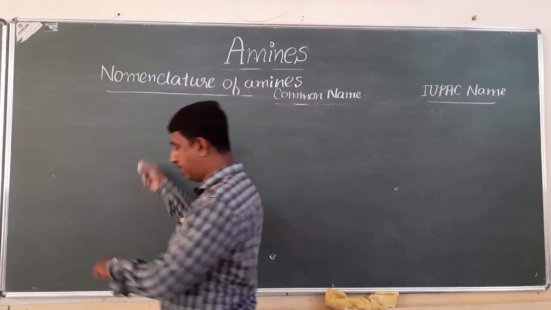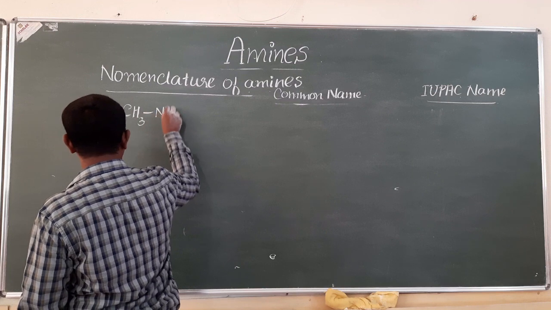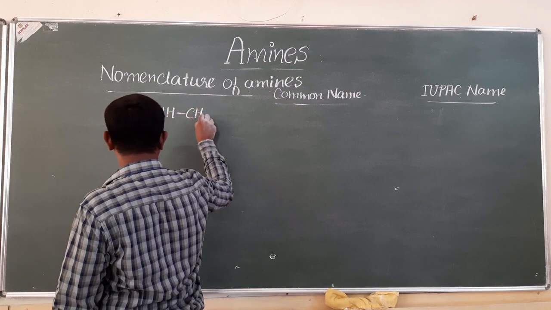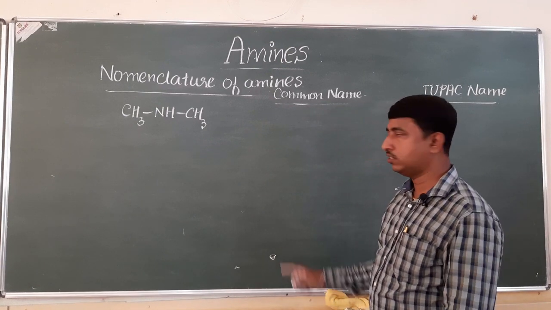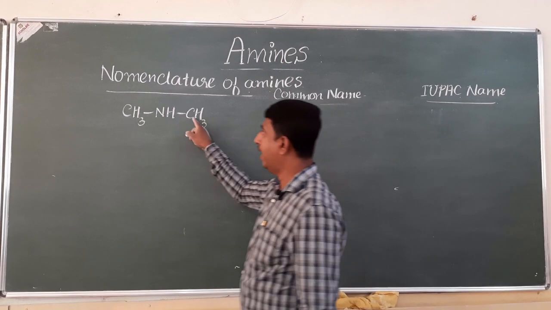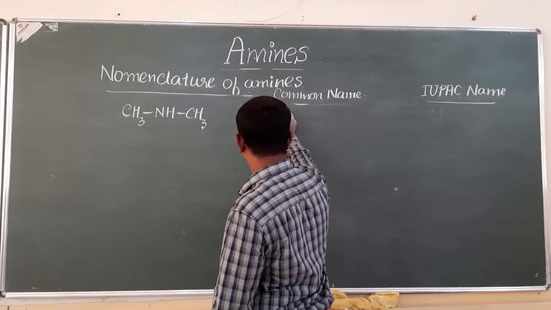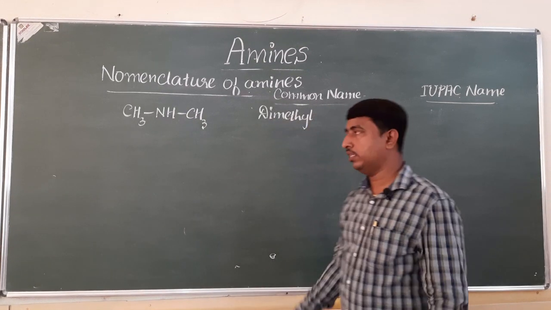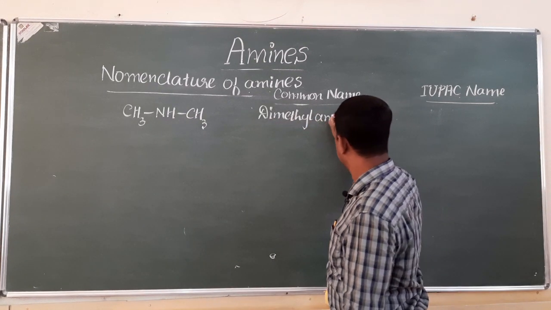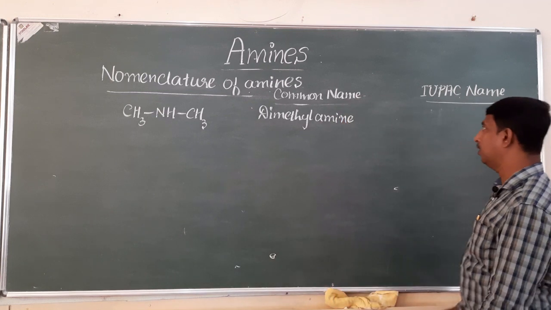Some more examples you can take. CH3NHCH3. This is a secondary amine. Identical alkyl groups are present, that is methyl groups, so it is dimethyl. Next I have to write amine, so the name of the amine is dimethylamine.